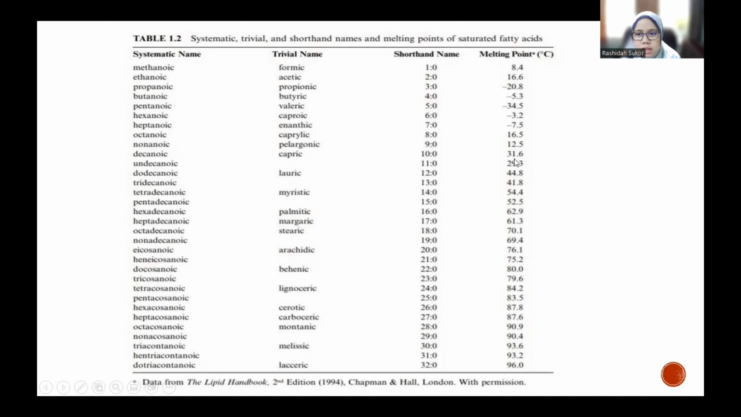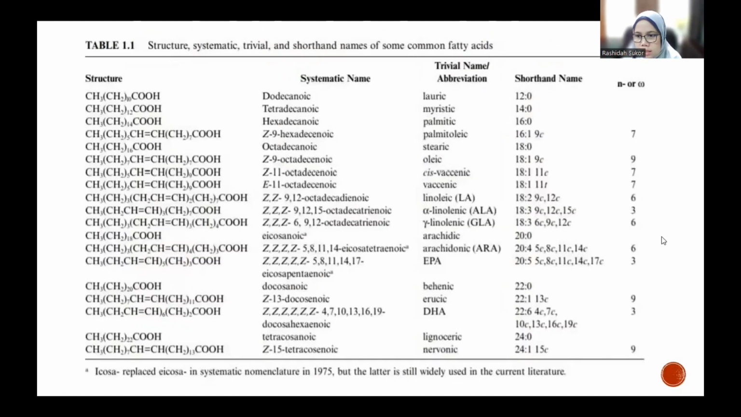So this one at 31, 44 needs a higher temperature to melt. Like palmitic is about 62, and the next one is about 80. As we go along, the higher the carbon number, the higher the melting point. That's the message.